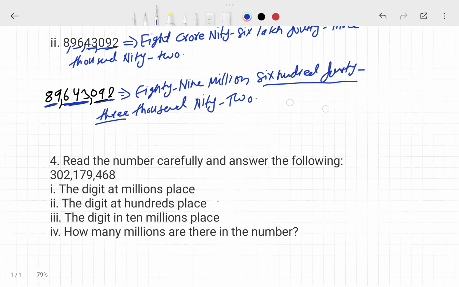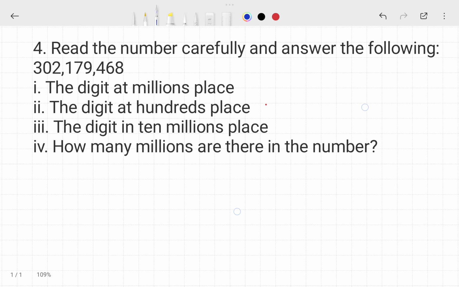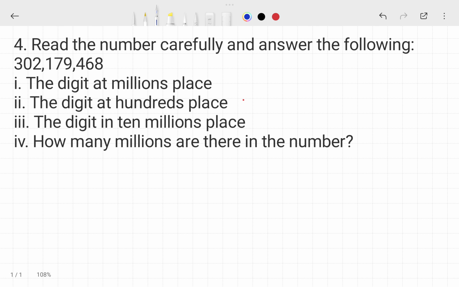Is it clear? If it is clear, then I will talk about the fourth question. The fourth question says: read the following number carefully and answer the following. Now we have to read this number. It is given in the international number system, with 3 digits together. The first question: the digit at the million place. If you count ones, tens, 100, 1000, 10,000, 100,000, this is million. Which digit is in the million place? 2 is in the million place.